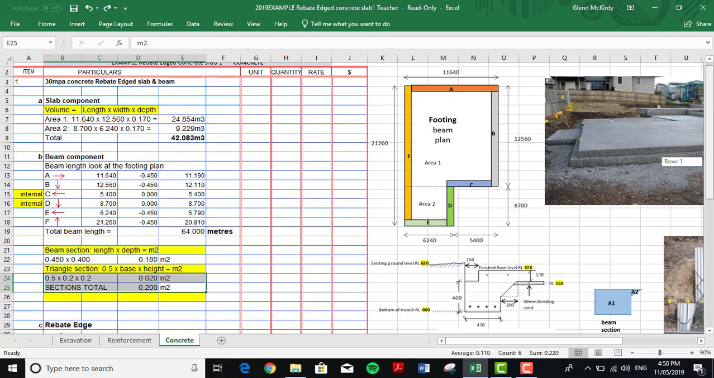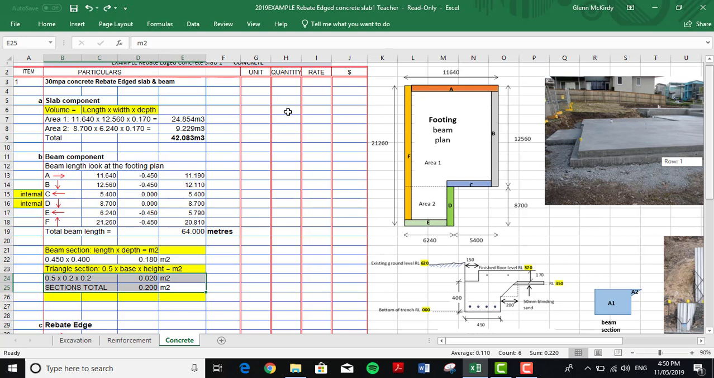12.8 cubic meters there, and up above that we've got 42.083 for the slab component. So we go down here, okay, so we've got the slab, we've got the beam, and then we take away the rebate. So there's the rebate there, and that gives us 53.22, and we can't get 53.22, so we've got to go in increments of 0.2, so our concrete order is 53.4.